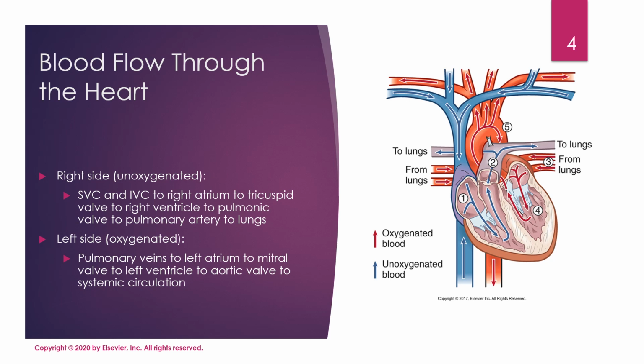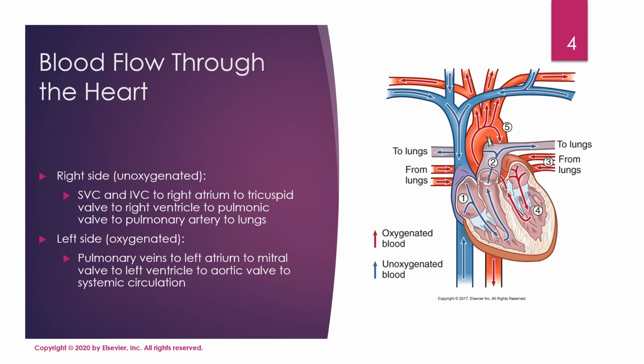As you look at the diagram on the screen, you can see the right side is unoxygenated blood. The superior and inferior vena cava, blood comes to the right atrium, then it goes to the tricuspid valve, to the right ventricle, to the pulmonic valve, and then to the pulmonary artery, to the lungs. And then on the left side, you have oxygenated blood, and it's color-coded, so unoxygenated is blue, oxygenated is red.